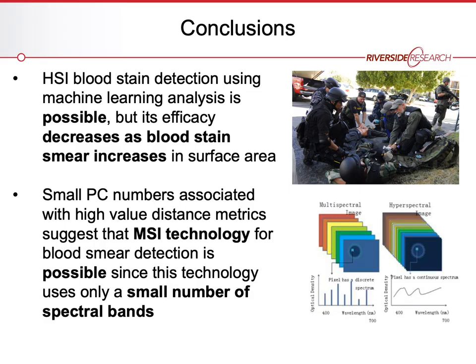What's good for us is that small PC numbers are associated with high value distance metrics, which suggests that MSI technology for blood smear detection is possible, since this detection only uses a small number of spectral bands. We saw previously that we had a peak in the distance metrics when you have a small number of PC numbers. Well, MSI technology is also based on a small number of spectral bands. So the ability to basically pull out information using a small amount of PC numbers is actually good for what we're trying to do and what we would hope for in the future.